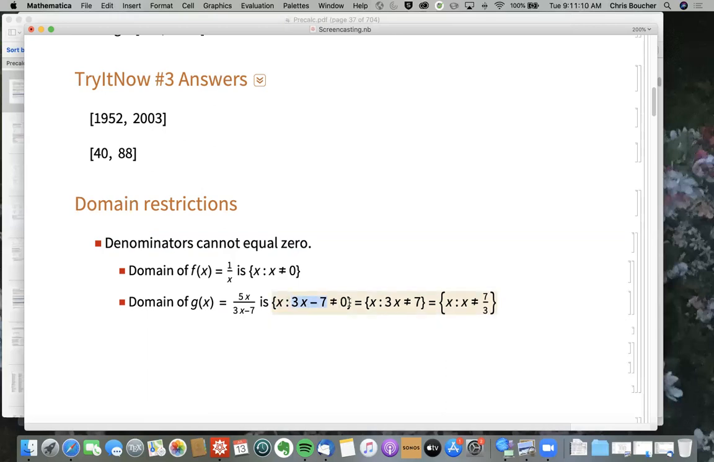And then we can solve this inequality the same way we would solve an equation. Just add 7 to both sides and you get this inequality, and then divide both sides by 3 and you get this inequality.